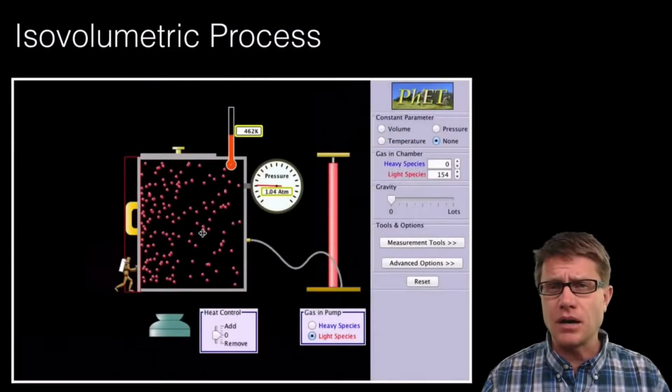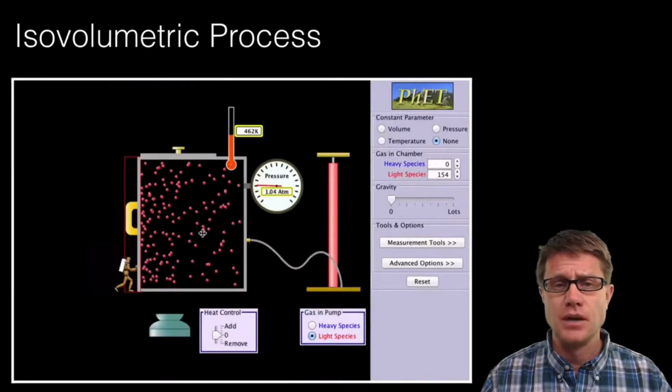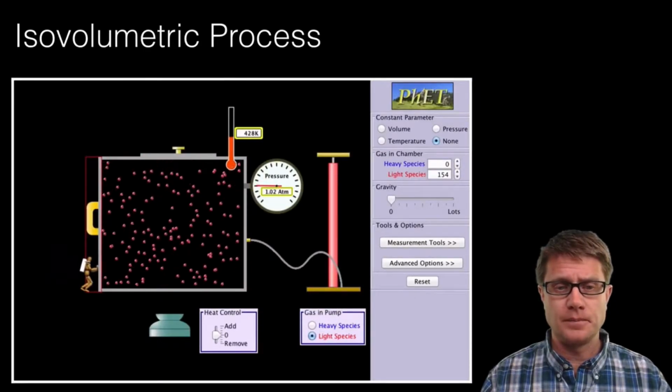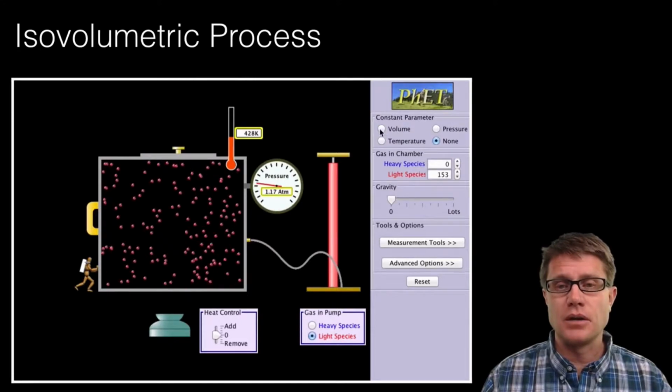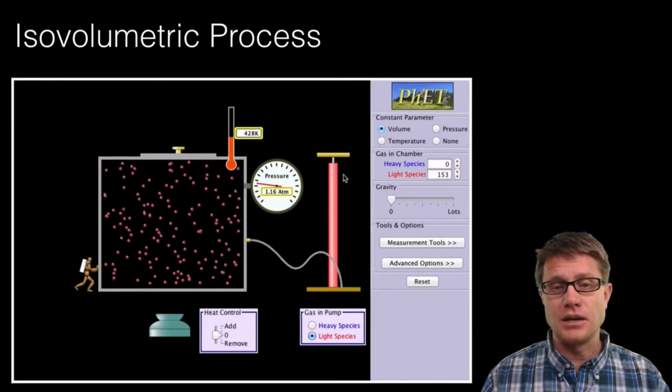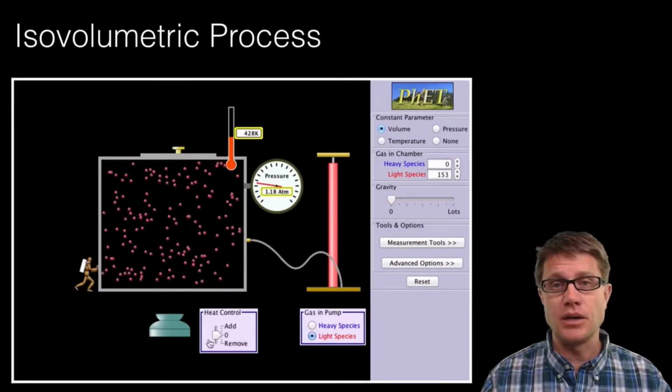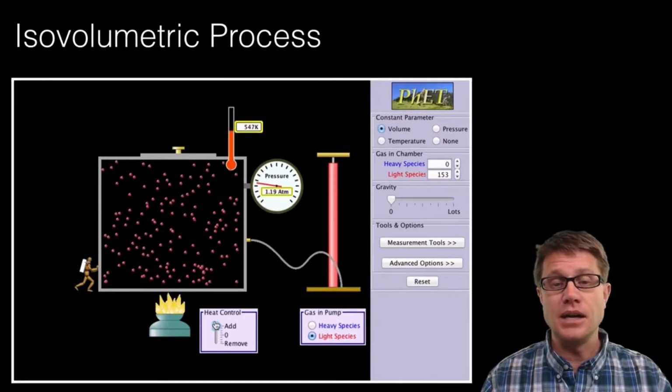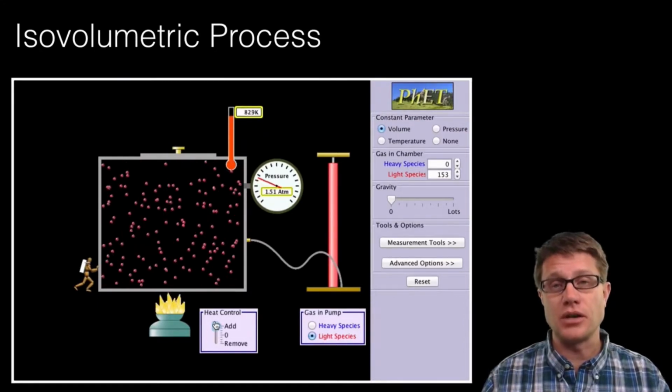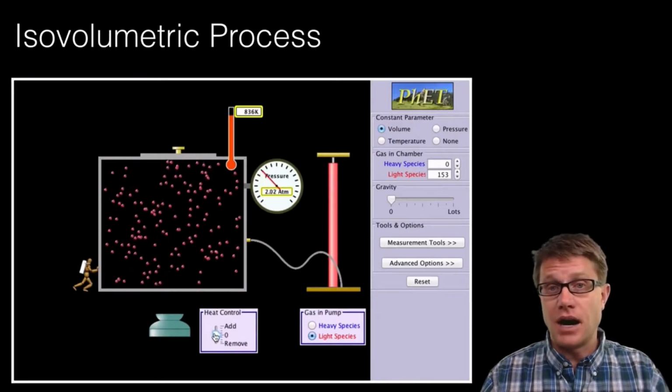Okay, so let's model those using this PhET simulation. Let me get this thing going. There we go. Now what we're going to do is keep the volume constant. So we've locked it in place. How are we going to get energy into the system? We could add heat. As we add heat, we increase temperature, and pressure is going to go up. Let's say we add ice on the bottom.